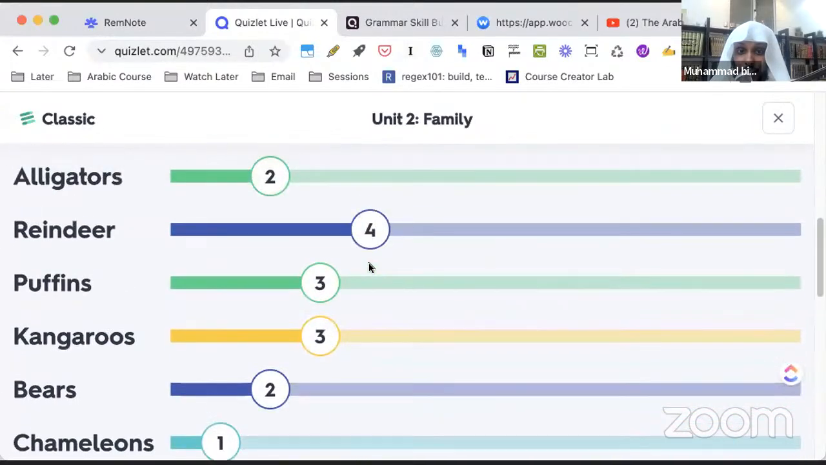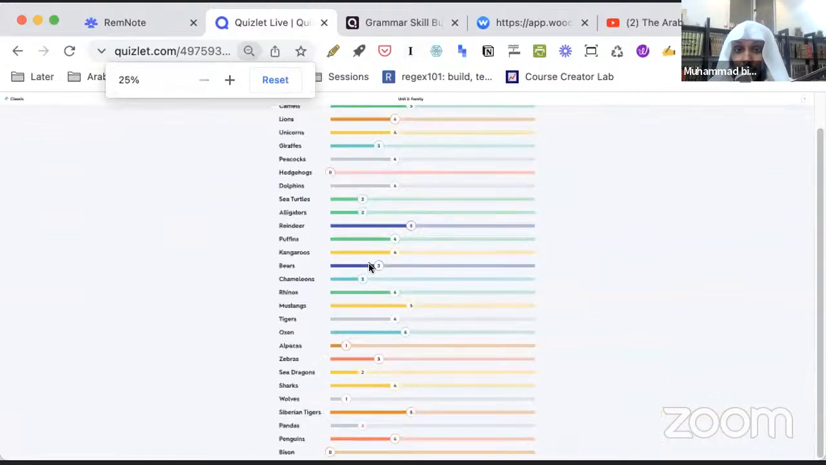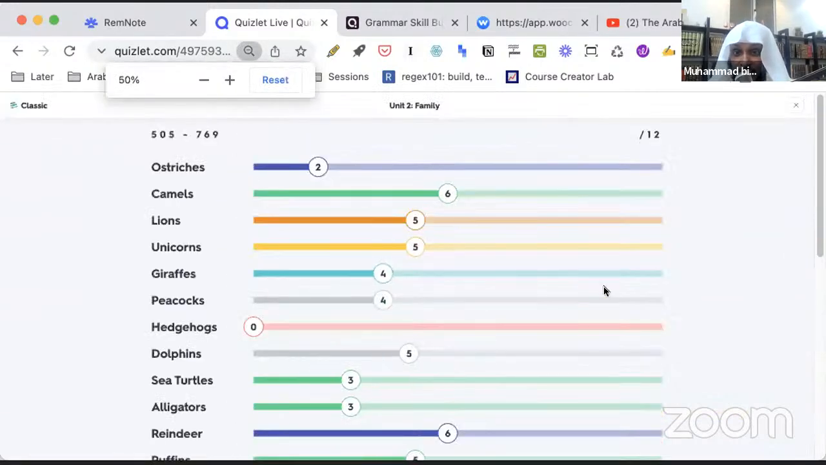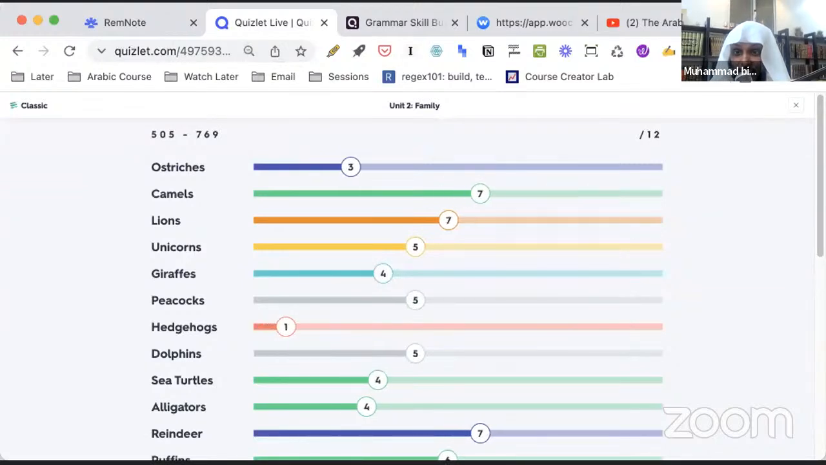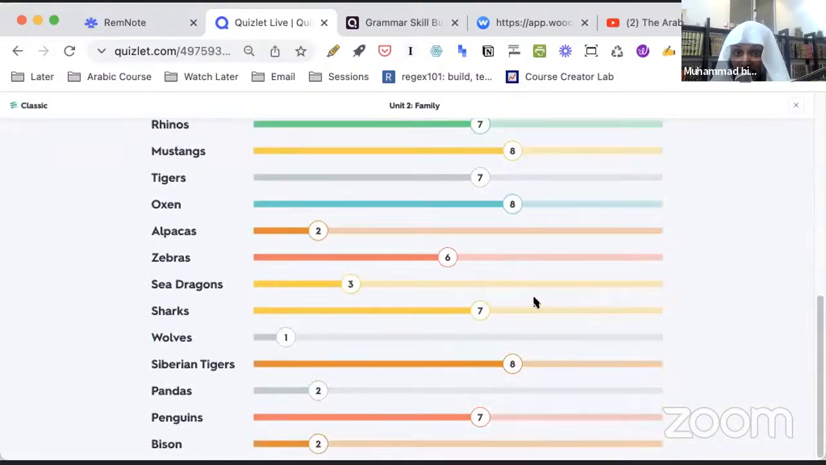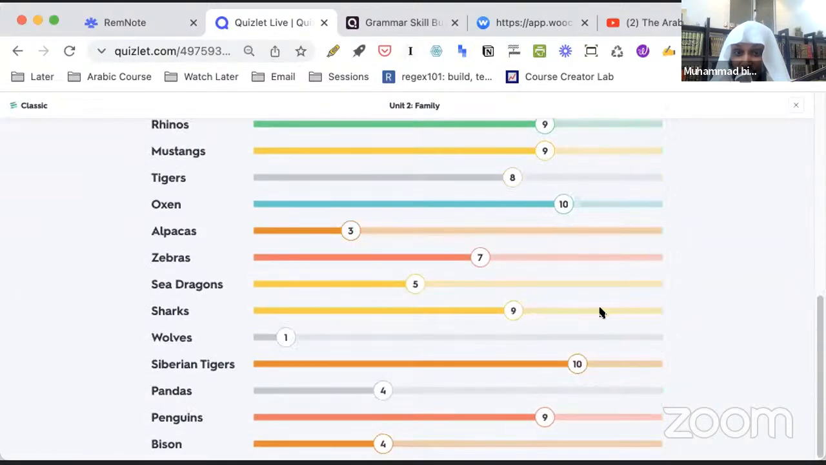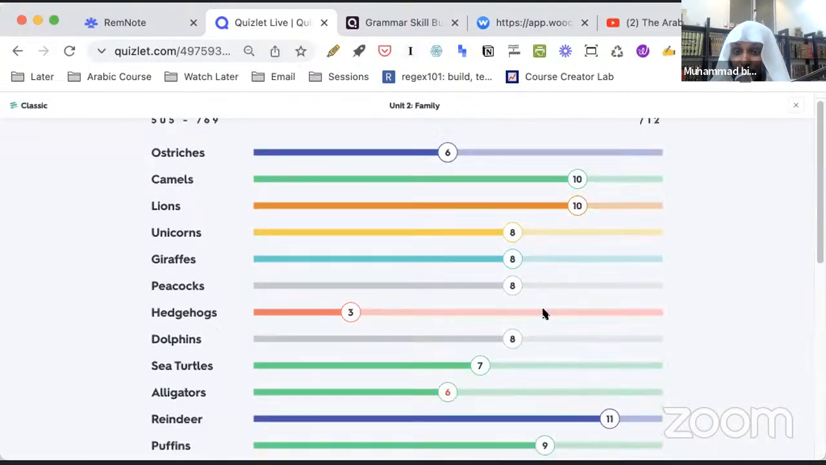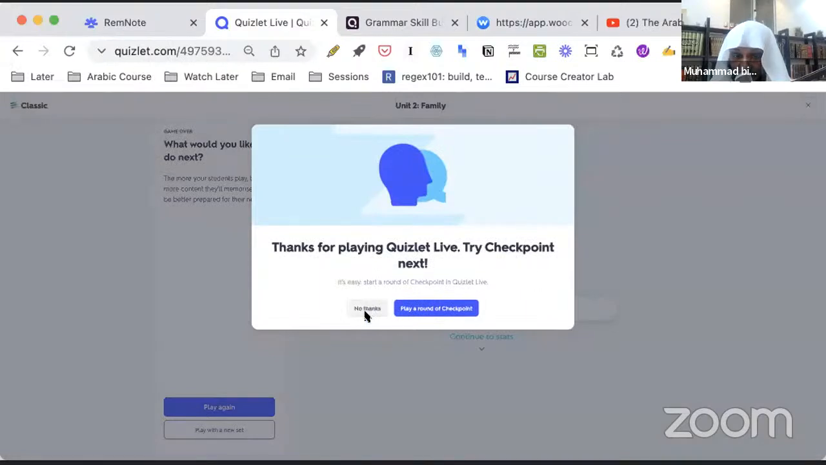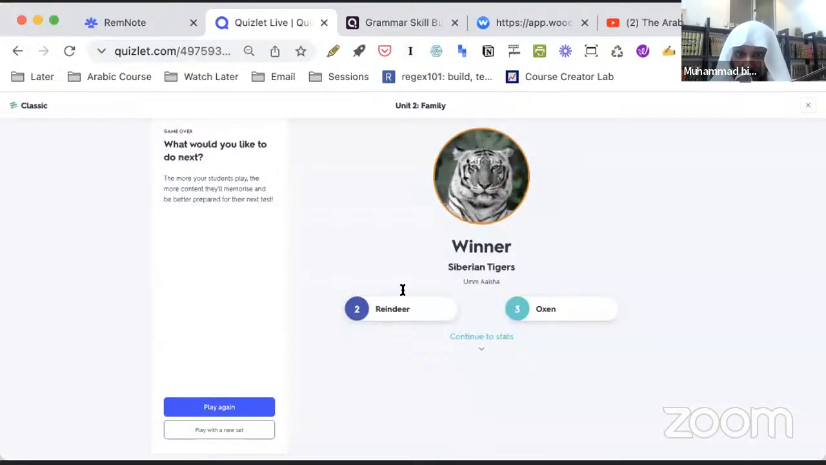Okay, start the game. There we go. It's got different animal names. Can't say anybody's names, got just different animal names. And we can see that reindeers seem to be winning. Okay, mashallah. Siberian tigers, mashallah. Who's gonna win? I wonder. Siberian tigers about to win. Okay, so who won? Siberian tigers, mashallah.